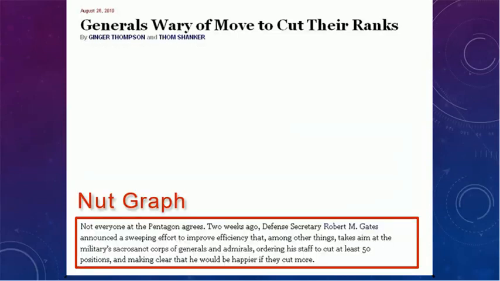Similarly, we have the nut graph. The nut graph is the basic one, which can tell you the summary or the conclusion. In this one, two weeks ago, Defense Secretary Robert M. Gates announced a sweeping effort to improve efficiency. So this is basically the overall conclusion or finalization of what is in your visualization or narrative. So when we are writing up the visualization, we also focus on these two things: one is the anecdotal lead and the other is the nut graph.